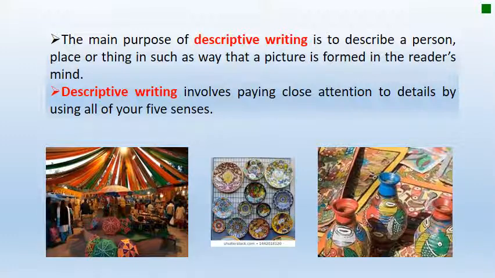Well, the main purpose of descriptive writing is to describe a person, a place, a thing in such a way that a picture is formed in the reader's mind. And how do you do that? How do you describe something so well that a picture is formed in the mind of the person who reads it? Descriptive writing involves paying close attention to details by using all your five senses. This is how I can paint a picture for the reader.